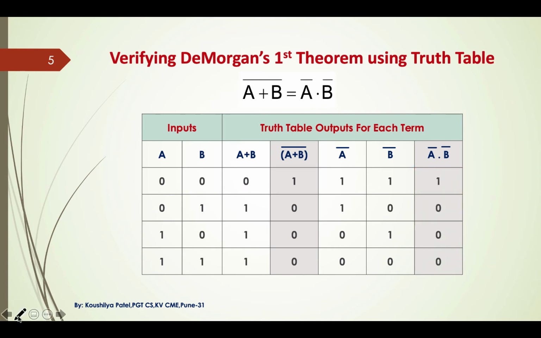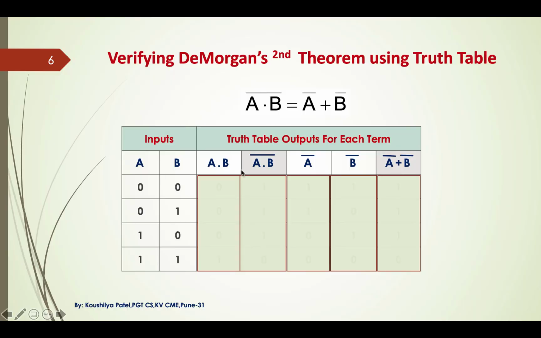With this column value and this column value, we are able to prove the first theorem, (A plus B) whole complement equals A complement into B complement. Hence, the first theorem is proved using the truth table.